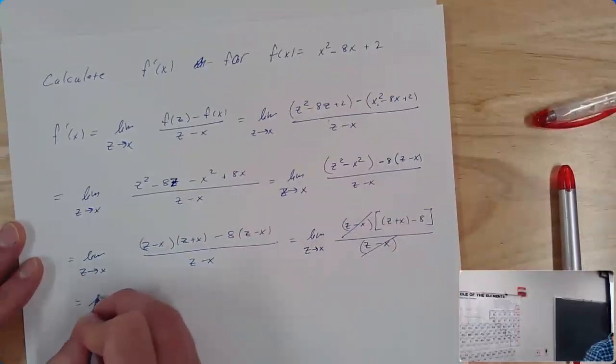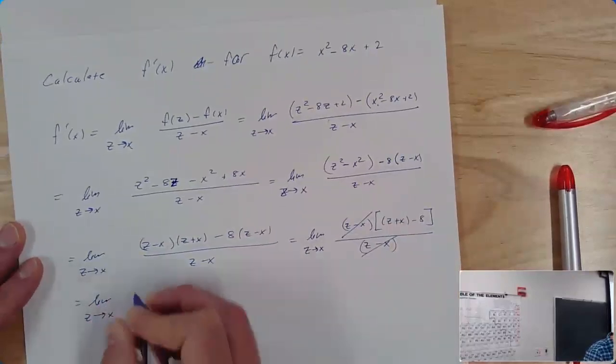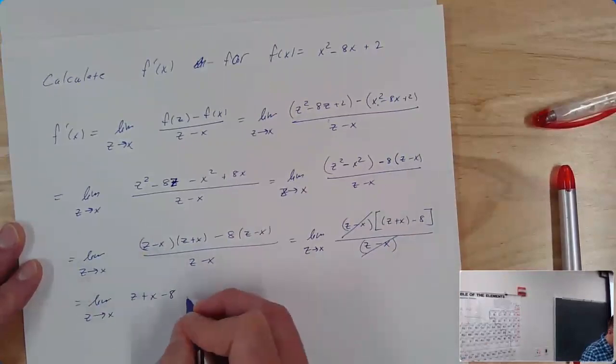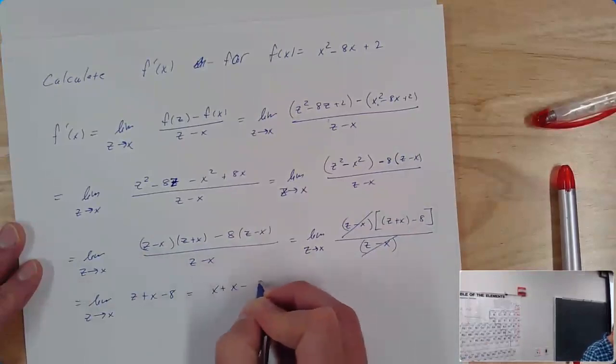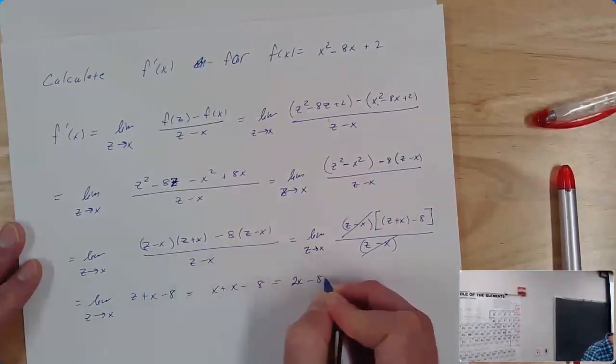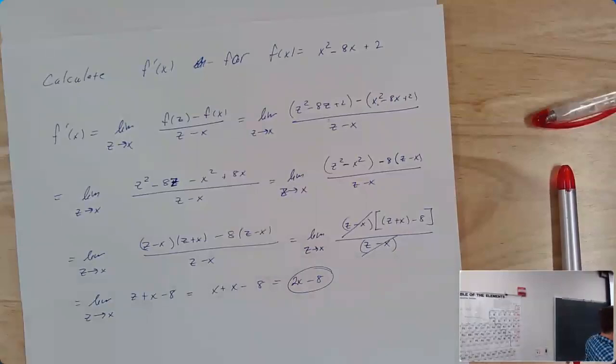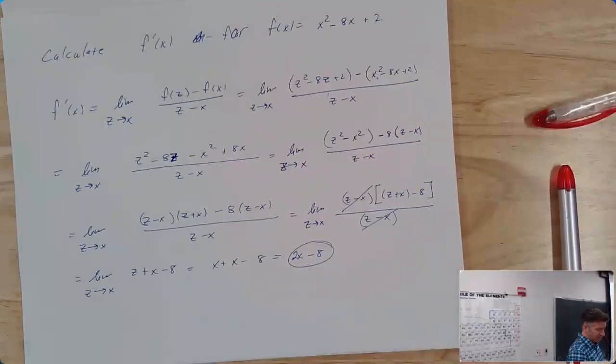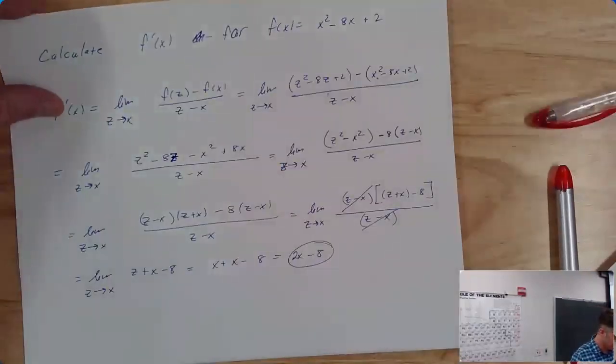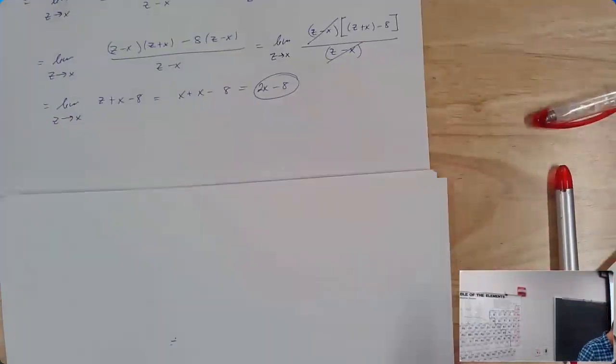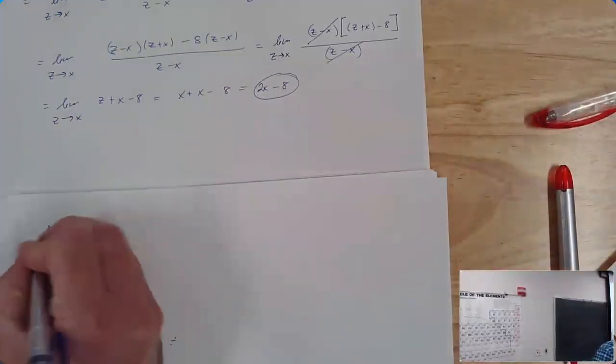So then I can take the limit as z approaches x of z plus x minus 8, and throwing in x for z, I get x plus x minus 8, which is 2x minus 8, which is what the derivative of x squared minus 8x plus 2 is equal to. And again, I would point out, this seems terrible. I didn't like doing that. It is much easier, in my opinion, to do it the following way. So just as a comparison here, we could have done this.